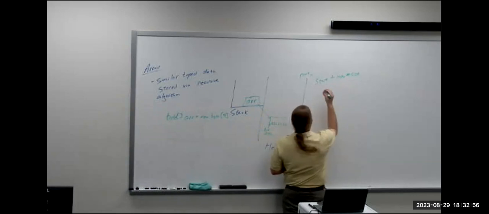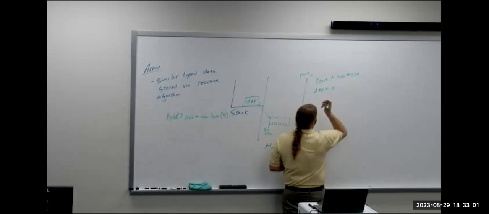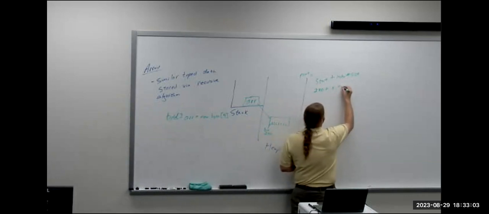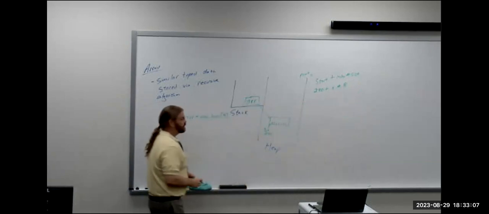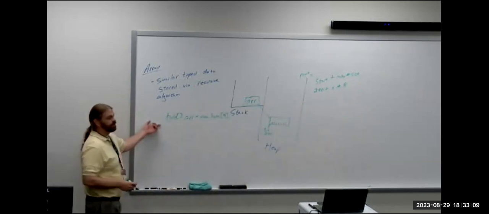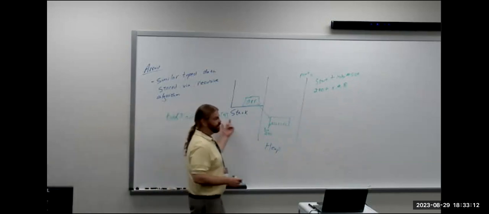Start plus index plus size. So we started at 240 plus whatever index we're on times our size, which is 8 bits. This is why we start at 0. Indexing starts at 0. Everybody's seen that before.